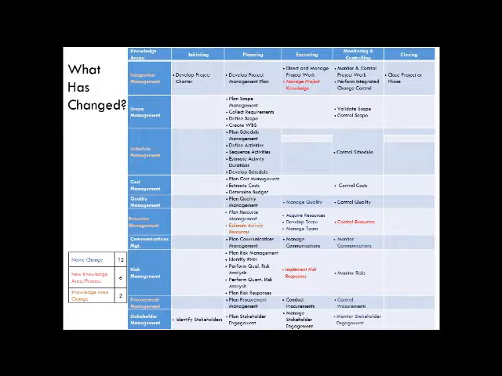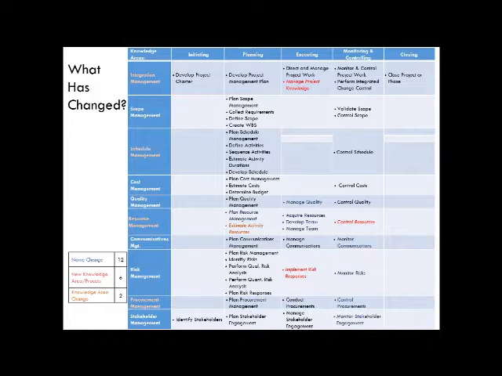The other new process is control resources. So resource management as a whole has changed. Instead of being focused only on human resources, it's all resources for a project. And as such, we have a new process called control resources. We also have a new process called implement risk responses.